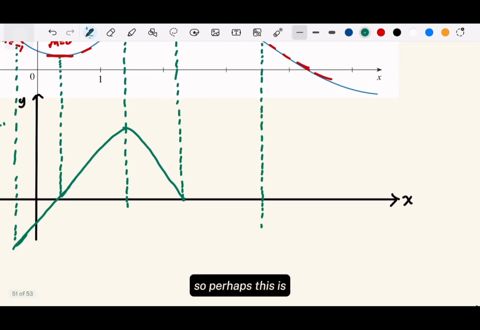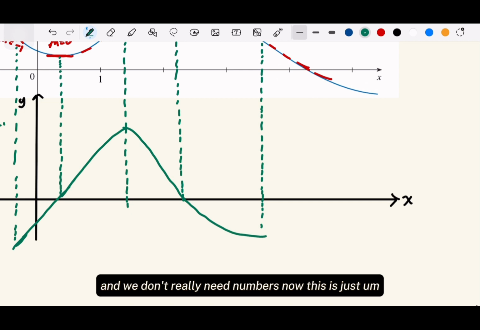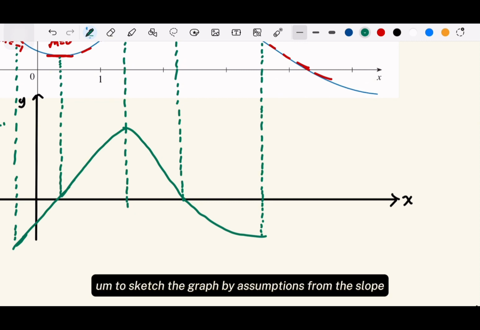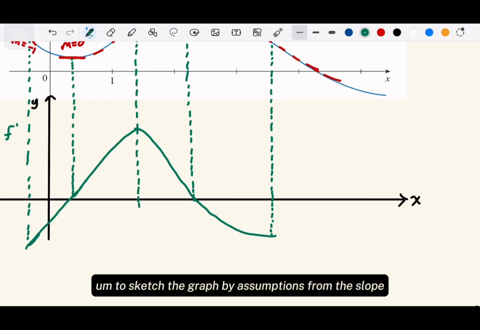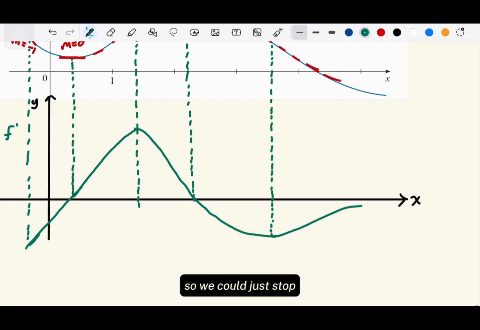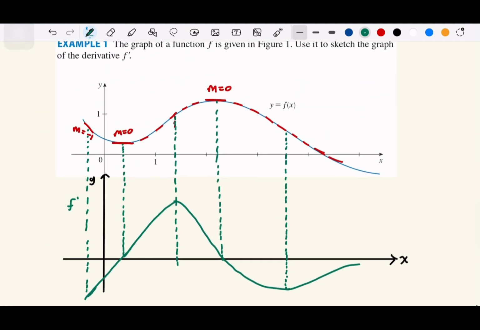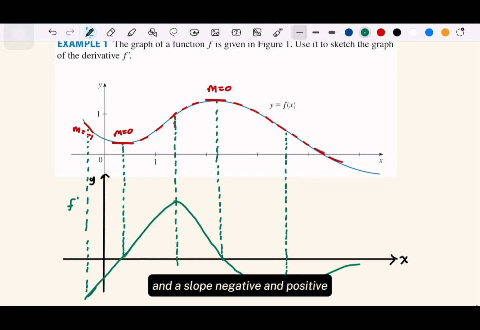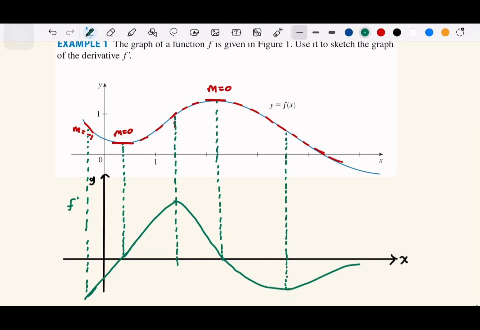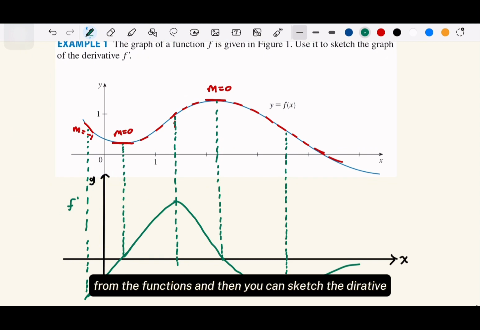So perhaps this is, and we don't really need numbers now. This is just warming up on how to sketch the graph by assumptions from the slope. And then perhaps this is maybe like that. Because at the right side we are not sure what will happen, so we could just stop. We can do that. So my point here is, from the slope equal to 0 and then the slope negative and positive, you can imagine how the derivative can be sketched. From the function, you can sketch the derivative.